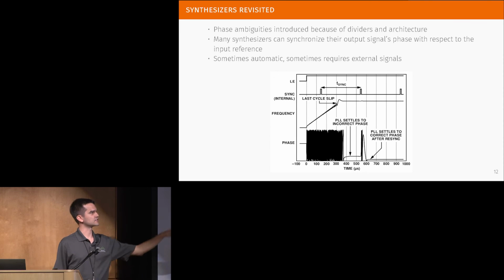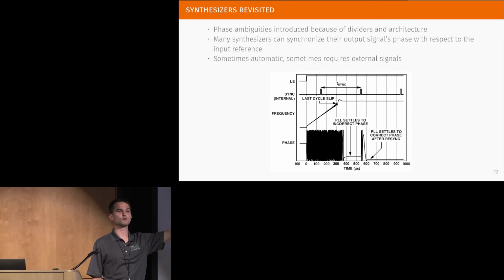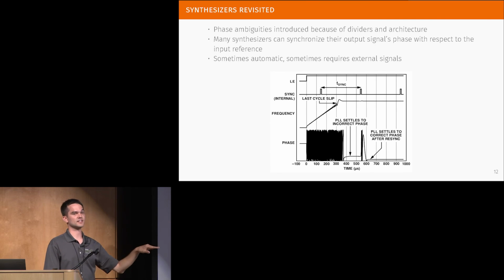And here we can see the Analog Devices 4351 synthesizer, and this is a clip out of their data sheet. You can see that this is all internal. It's one of the synthesizers that will resynchronize itself in reference to the reference input frequency, and it settles onto the incorrect phase during the tuning, and then there's this internal sync signal, which is phase locked to the reference input, and it synchronizes down to a known phase.